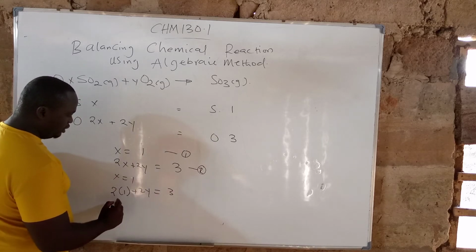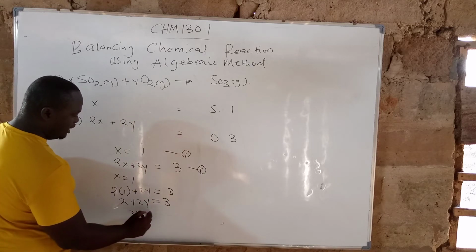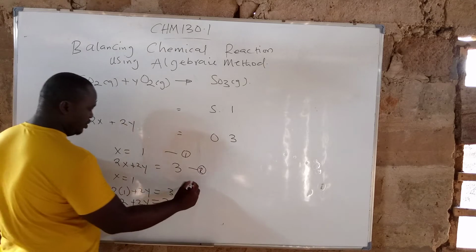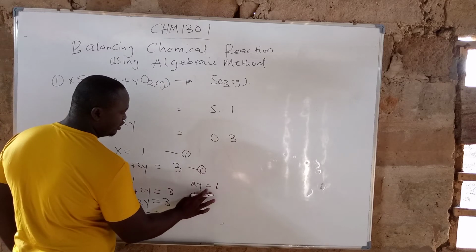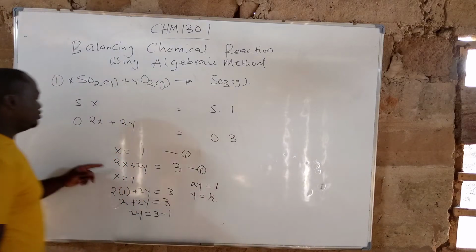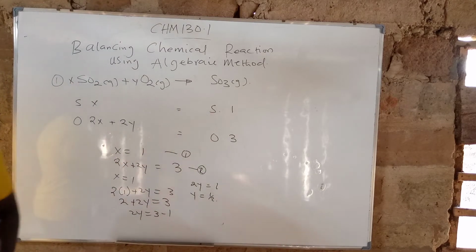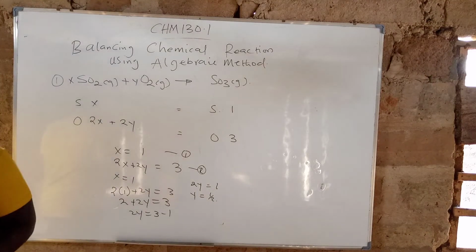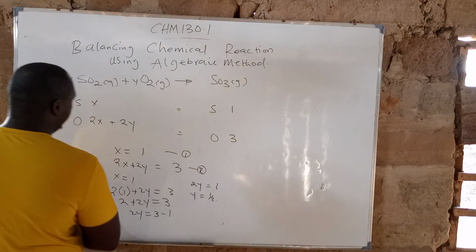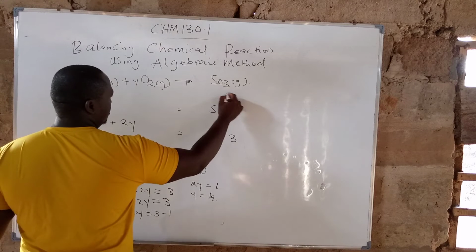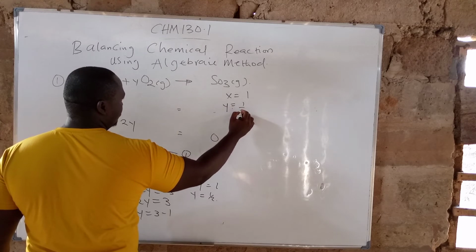And this should give you what? 2 plus 2Y is equal to 3. And so 2Y is equal to 3 minus 2. And so you are left with 2Y is equal to 1. Therefore, Y is equal to 1 over 2. So you have solved for X and I have solved for Y. All I have to do is impute these values here and the answer will flow naturally. Remember our X is equal to 1, and then my Y is now equal to 1/2.